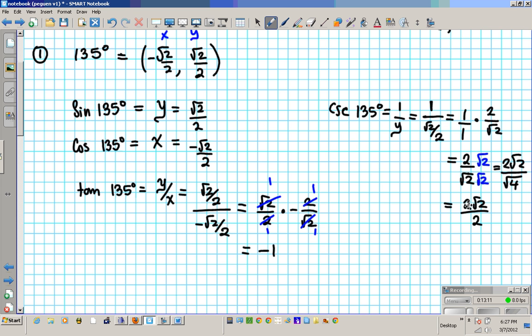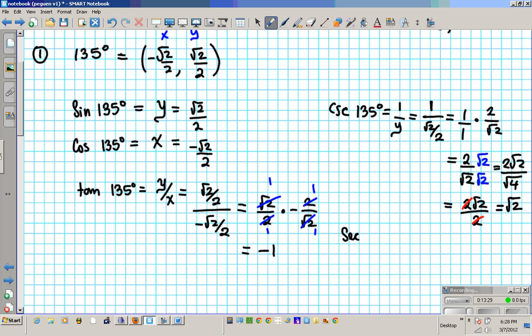Okay? So these two 2's match, they cancel out. And our final answer for cosecant 135 is root 2. Okay? Pretty long process, isn't it? Alright, so we're done with cosecant. Now let's look for secant.